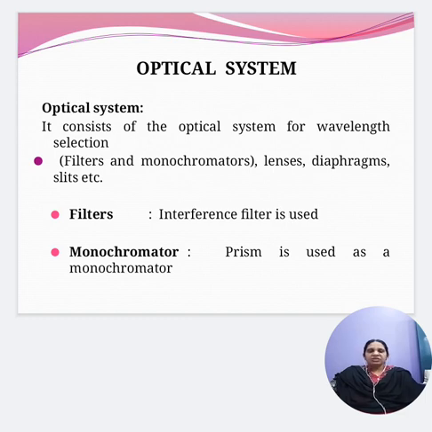As we have earlier studied, here we are going to use an interference filter in the flame photometer. And the monochromator is a prism. We have prism and grating, but in this application we are using prism as a monochromator. So the optical system is used for wavelength selection, which is possible by using either a filter, an interference filter, or a monochromator, prism or grating. Here we are using prism as a monochromator.